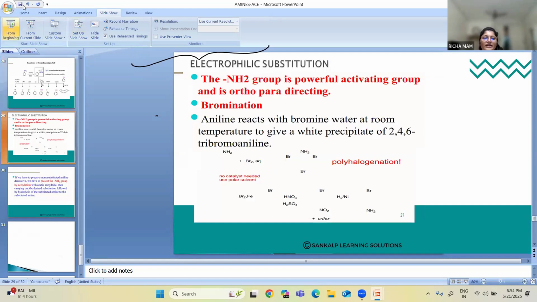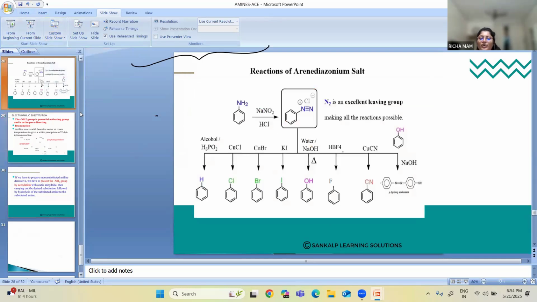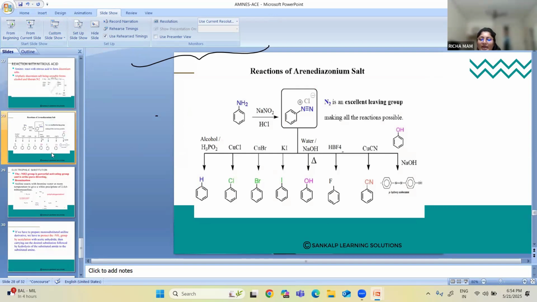So the remaining reactions. There are a few more reactions, and one more thing to be added here. When primary aromatic amines react with nitrous acid, the temperature condition is that it should be 0 to 5 degrees Celsius.